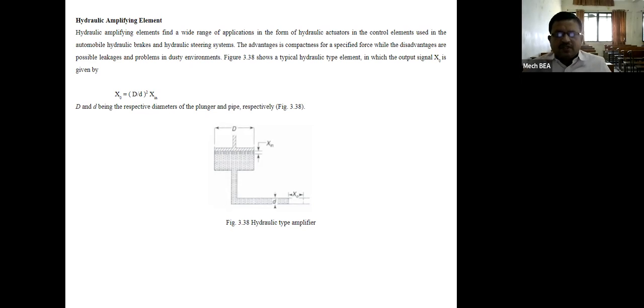The figure shows a typical hydraulic element in which the output signal X naught is given by X naught is equal to (capital D divided by small d) whole squared into Xin, where capital D and small d are the respective diameters of the plunger and pipe. This is the plunger, its diameter is capital D, this is the pipe, its diameter is small d.